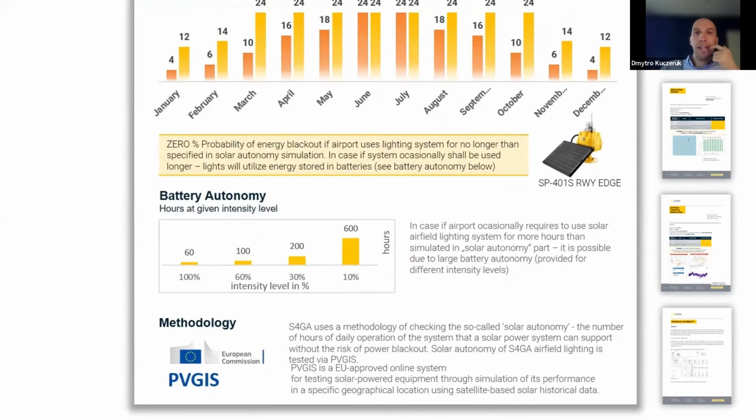Occasionally we are asked a question: in case the airport occasionally requires using the solar airfield lighting system for more hours than simulated in the solar autonomy part, is it possible? Yes, it is possible to use the system occasionally due to the large battery autonomy provided by the different intensity levels. Here you also have a calculation of how many hours the light can operate, for example, at 60% intensity.